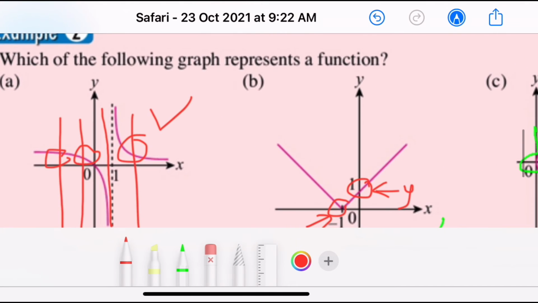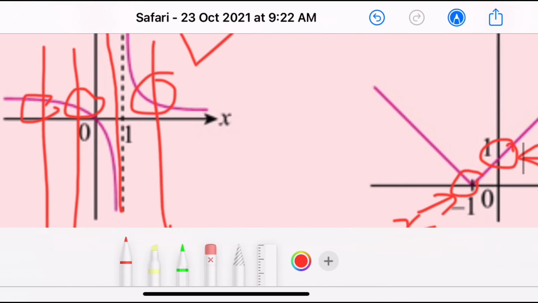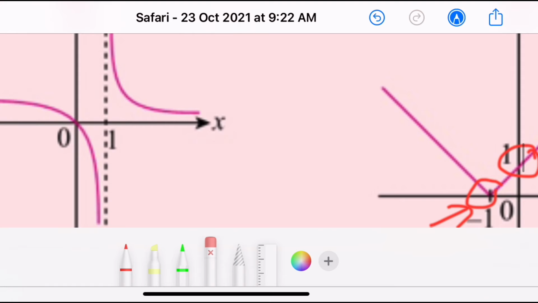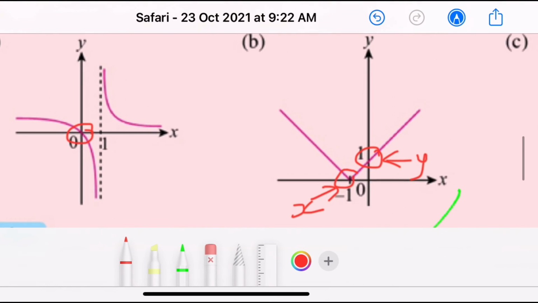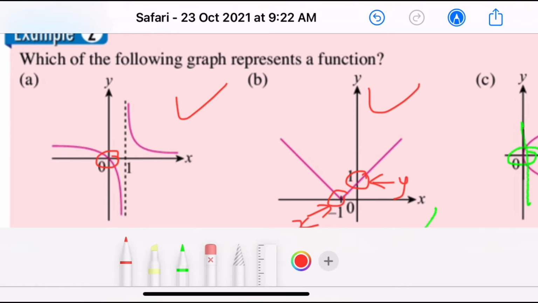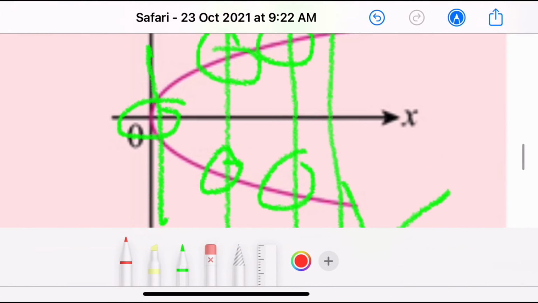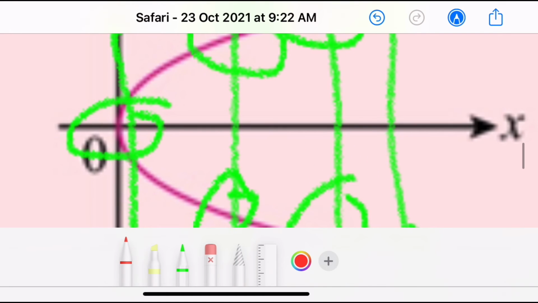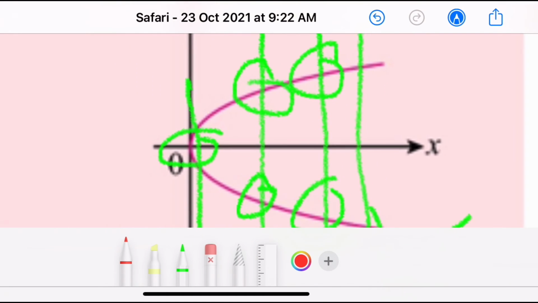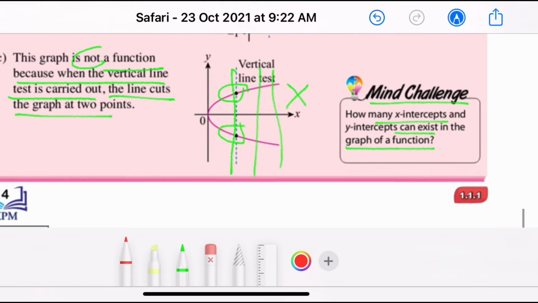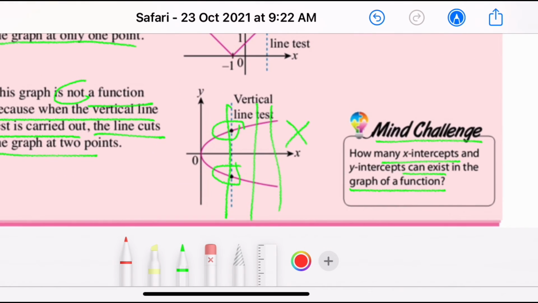This one is a function. For this one, we have one y-intercept and one x-intercept, right? So this is a function. For this one, we have one x-intercept and then one y-intercept, right? But this is not a function, right? So that is my challenge.